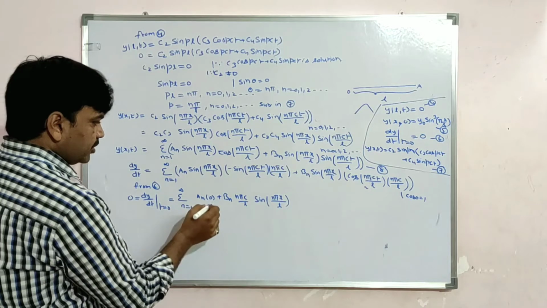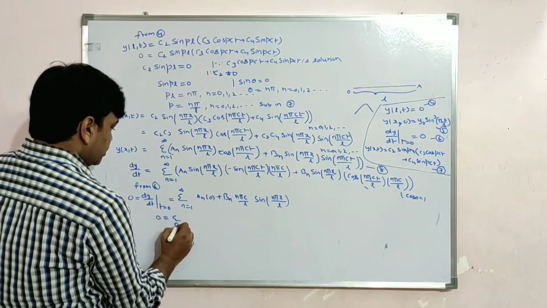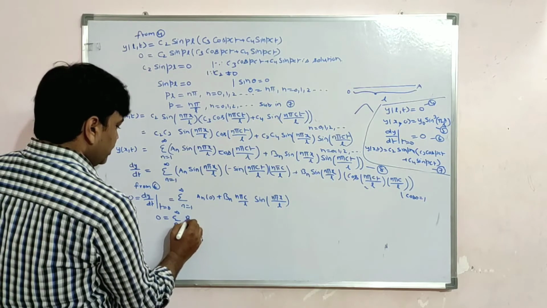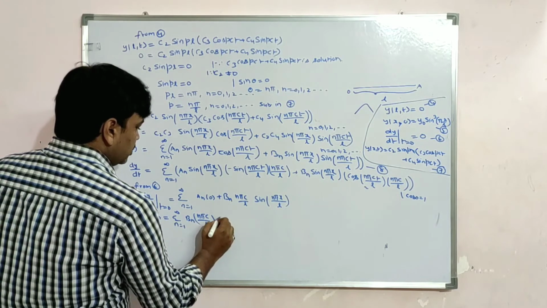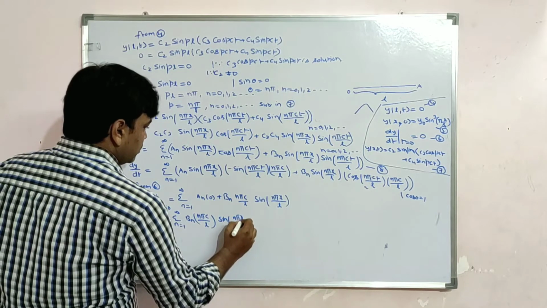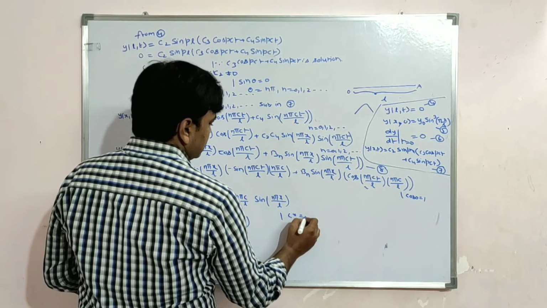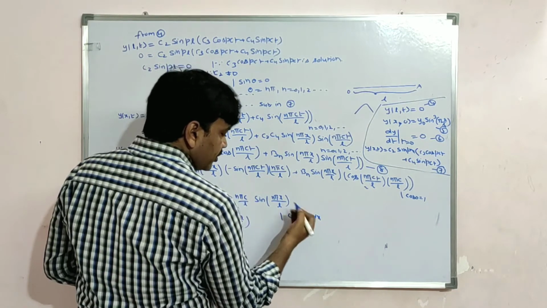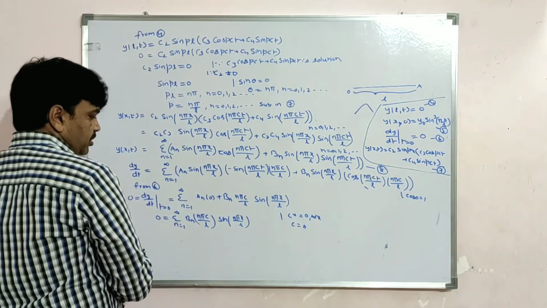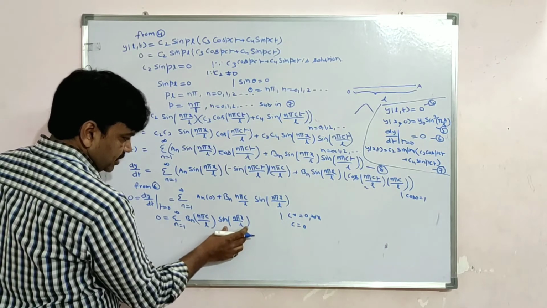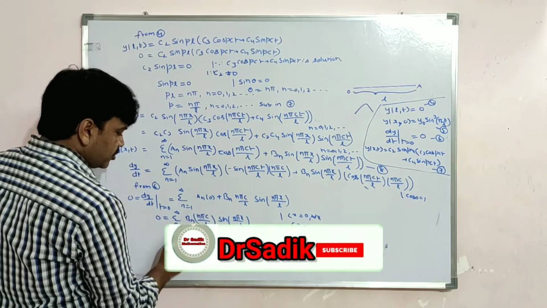So see students here, finally we get 0 is equal to the summation n = 1 to infinity of bn n pi c by L into sin(n pi x by L). Now it is like this, students: since cx is equal to 0 for all values of x, which value is 0? That means the c value is 0. Here also, clearly sin(n pi x by L) is not equal to 0. So which value is 0?